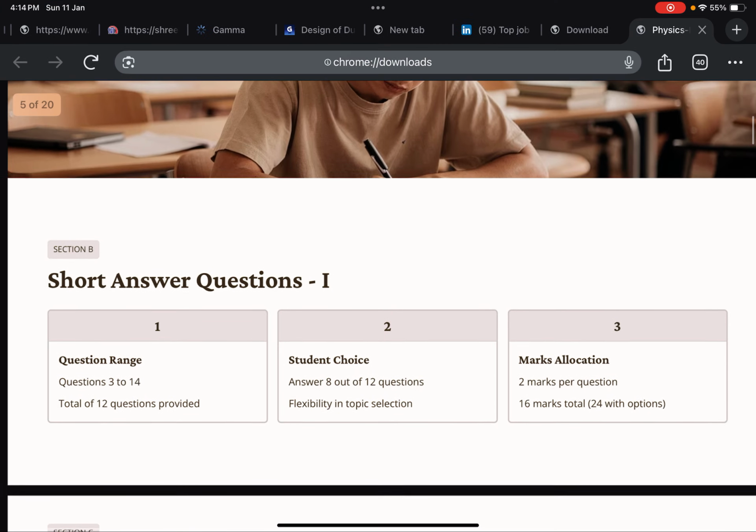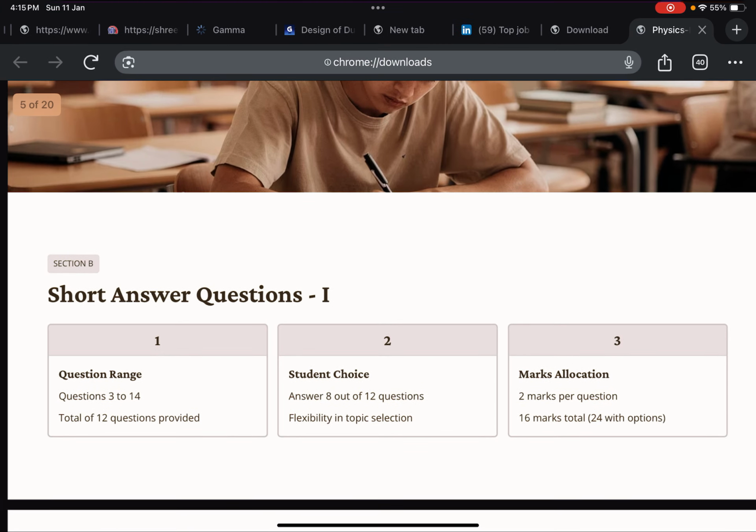Section B is the short answer questions, wherein the student is to appear for questions 3 to 14, but not all of them. There are 12 questions, of which only 8 you can answer, so that gives you flexibility in topic selection. Each question is of 2 marks weightage, so 8 into 2 gives you 16 marks in total. So section B is of 16 marks weightage.